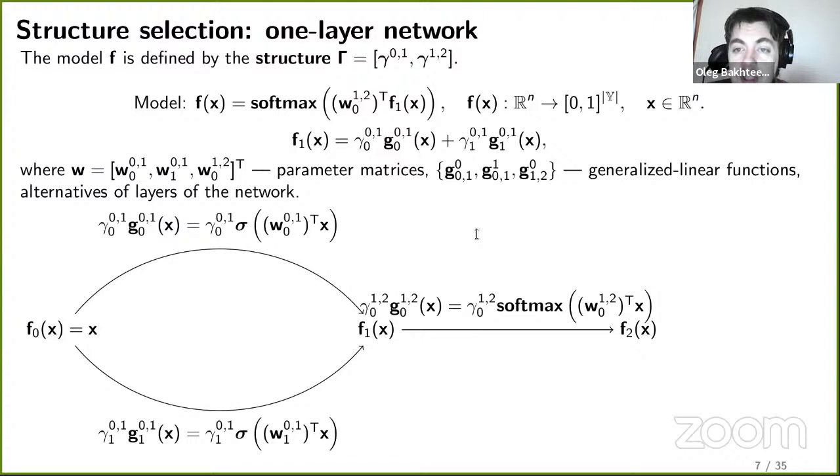The vector defining the importance of each alternative for the model will be called the structure of our model. So if the vector gamma, which corresponds to the structure, is strictly binary, we get only one of the submodels in the model. And so we reduce our problem to the discrete optimization problem.